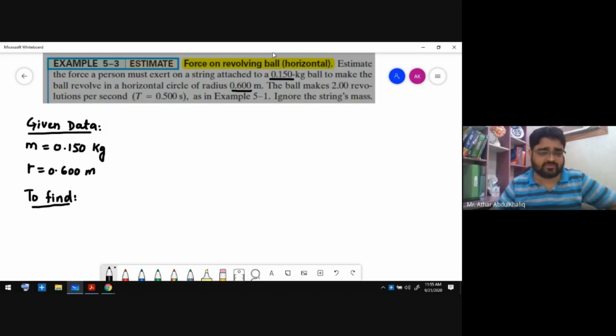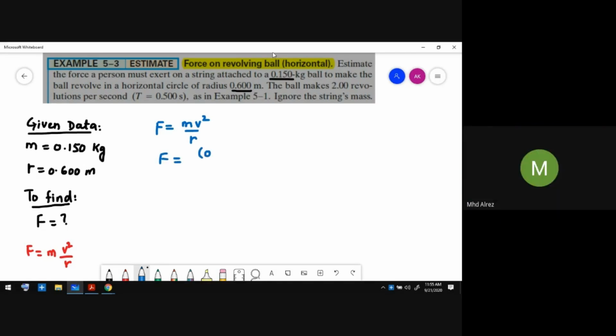I don't think we require it for force, because if you remember, for force, what was the expression? F is equal to m v square over r. Now F is equal to mv square over r. Can you please help me to substitute the values? Everybody, I need you to solve with me. Use your calculators. Just substitute the values. M is equal to 0.150 kilogram.